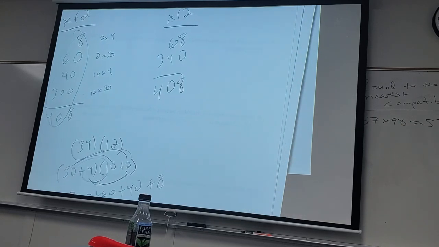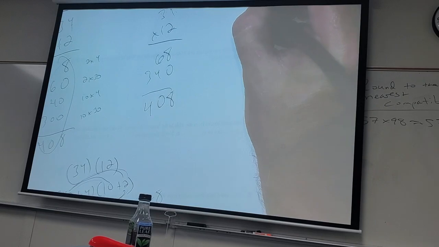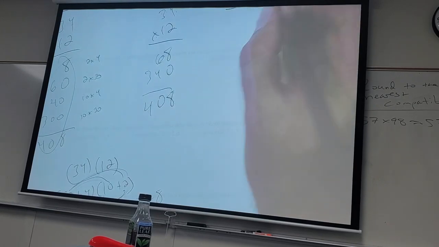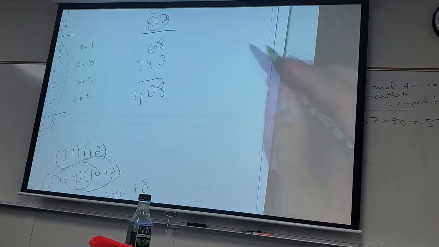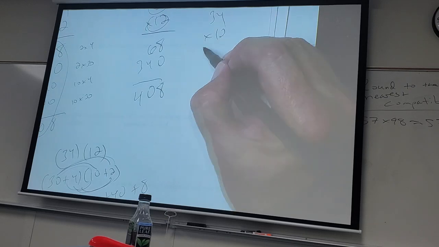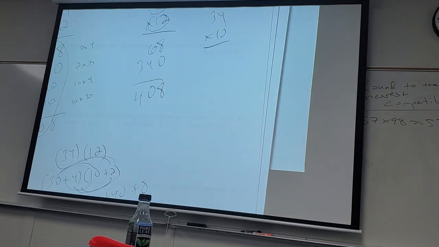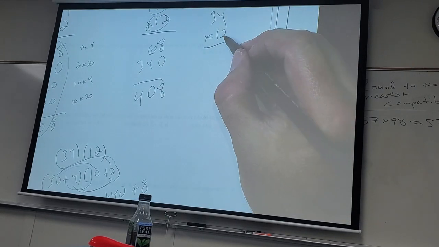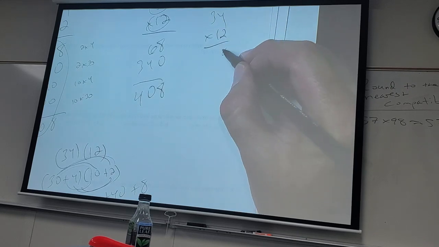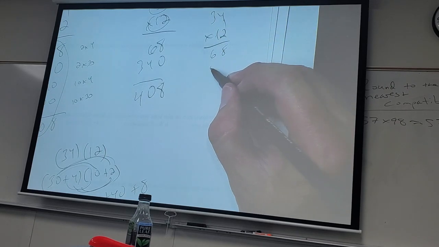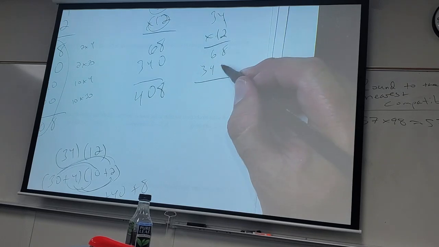And of course the fun ending is this is basically our standard algorithm. Again, this is just a 2-digit times a 2-digit. The one difference would be if I had to carry something. But here we would just do 8, 2 times 3 is 6, 1 times 4 is 4, 1 times 3 is 3.